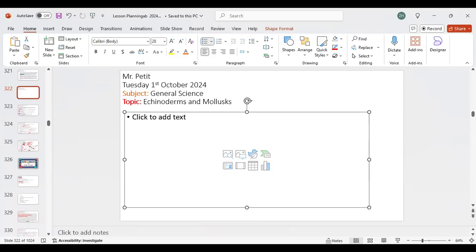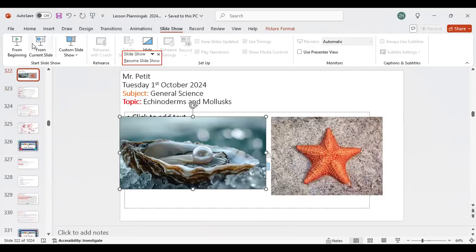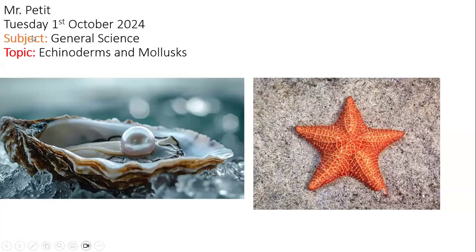Y'all can see my screen? I can't see the pictures. I can't see it either. The screen is blocked. Okay, how about now? Yes. Okay.